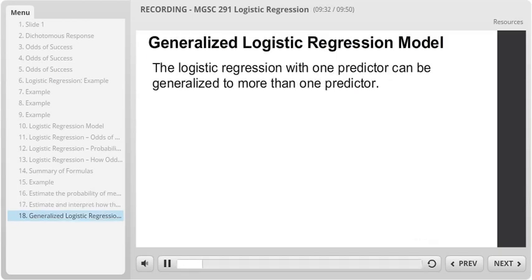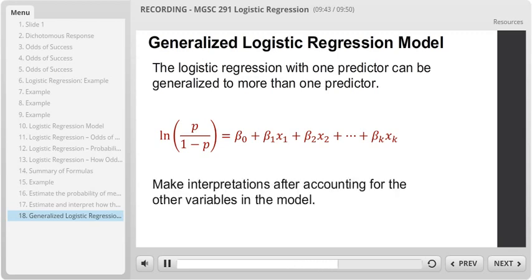The logistic regression with one predictor can be generalized to more than one predictor by adding linear terms to the right side of the equation. As this is a form of multiple regression, remember to make interpretations for a predictor after accounting for the other variables in the model.